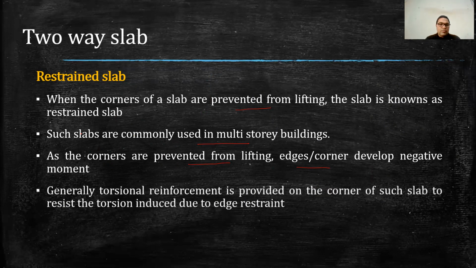Generally, we provide torsional reinforcement in a restraint slab because if the corners try to lift up, there are chances of torsion at the corners. To avoid that torsion, or to avoid the twisting of the corners, we generally provide torsional reinforcement to resist against torsional cracking.